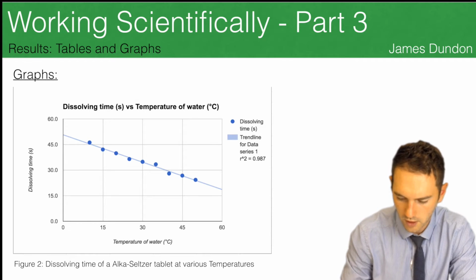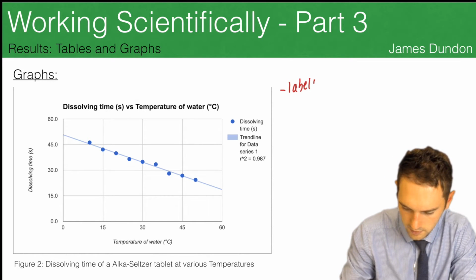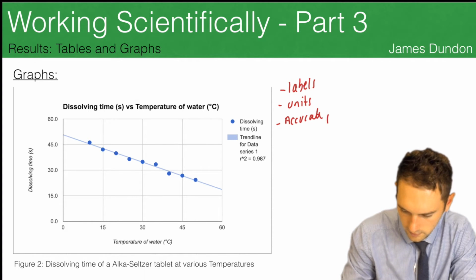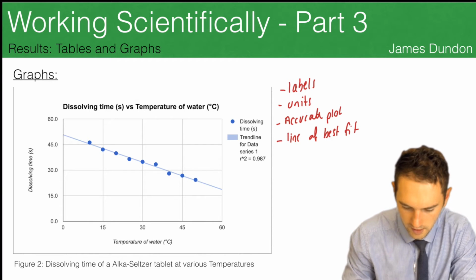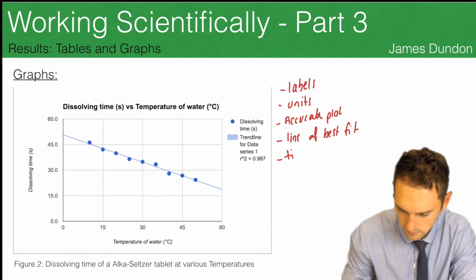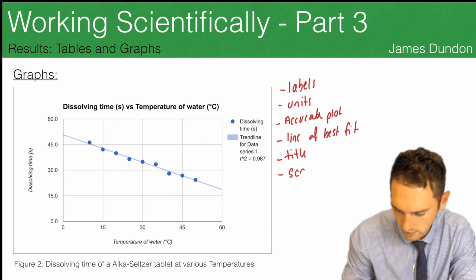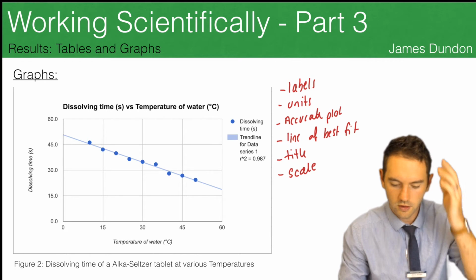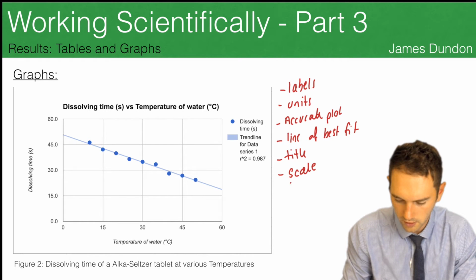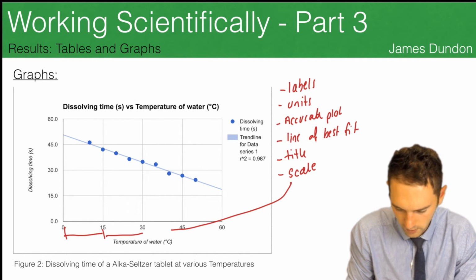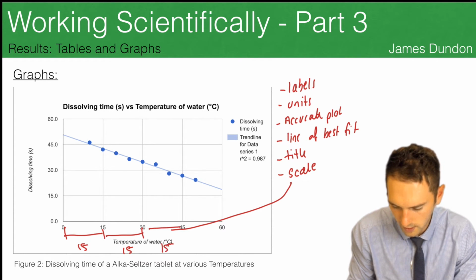So just a reminder, we want labels, units, accurate plot, so that's accurate data points. We want a line of best fit or a trend line, and we want a title, and we want to make sure the scale is correct. Now, any online computer graphing software is going to do the scale for you, but it's really important that when you do it by hand, each one of these points are the same. So that's 15, 15 to 30 is 15, 30 to 45 is 15, and so on. That scale is consistent.